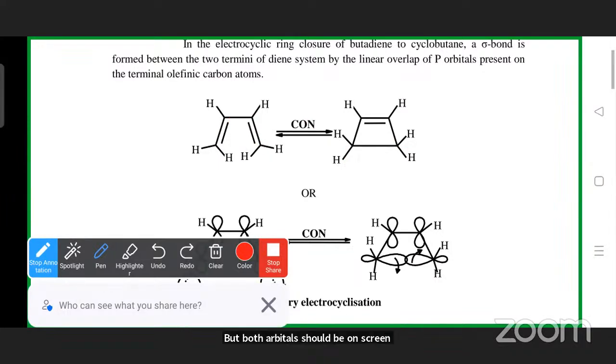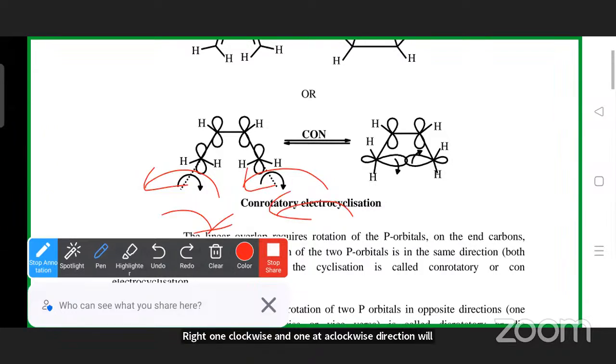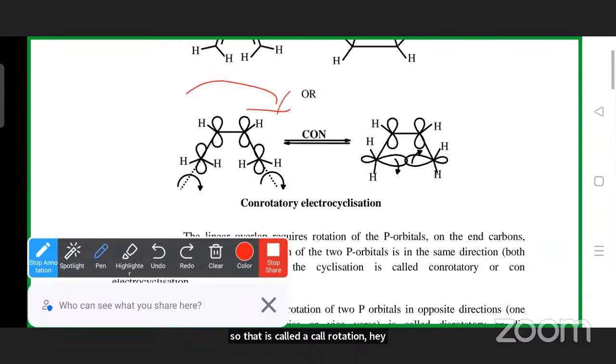For example, if you rotate this orbital in the clockwise direction, this also rotates in the clockwise direction only. Or if you rotate anti-clockwise, this also rotates anti-clockwise. One clockwise and one anti-clockwise will not be allowed. Both should be in the same direction. So that is called conrotation: rotation of the orbitals in the clockwise or the anti-clockwise direction, in the same direction. This is ring closure, and in the ring opening you can do it like this.